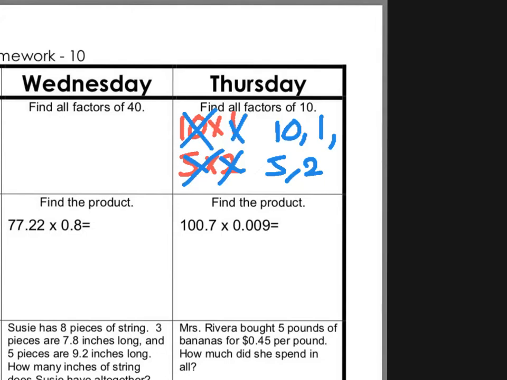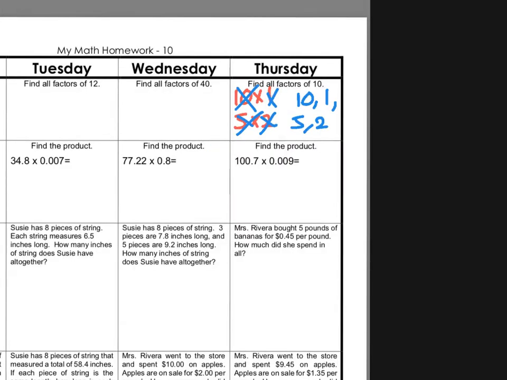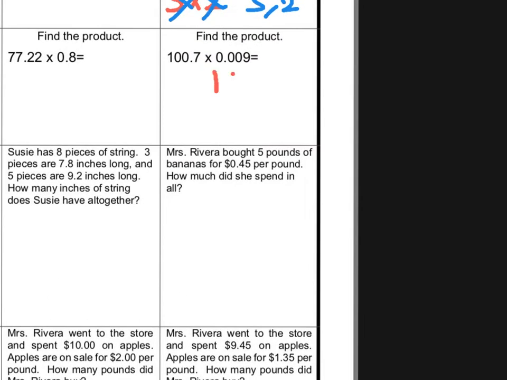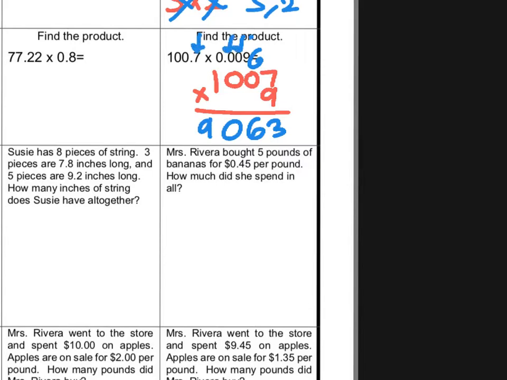For the second one, it says find the product. So all we have to do is multiply 1007 times 9 and place a decimal in the correct spot. So 9 times 7 would be 63. Carry the 3 up top. 9 times 0 is 0, but you add that 6 would be 6. 9 times 0 is 0, and 9 times 1 is 9. You have 1 number, 2 numbers, 3 numbers, 4 numbers behind the decimal, so it would be 0.9063.